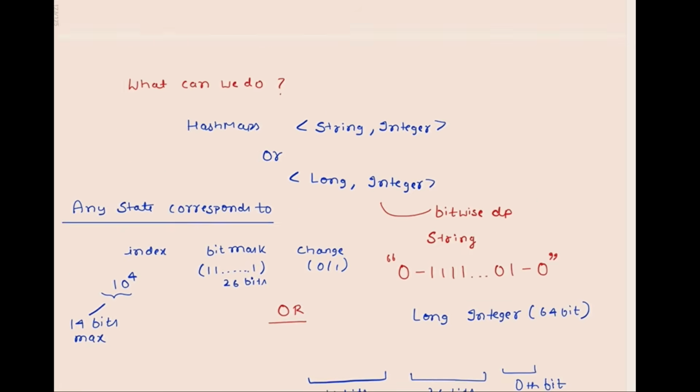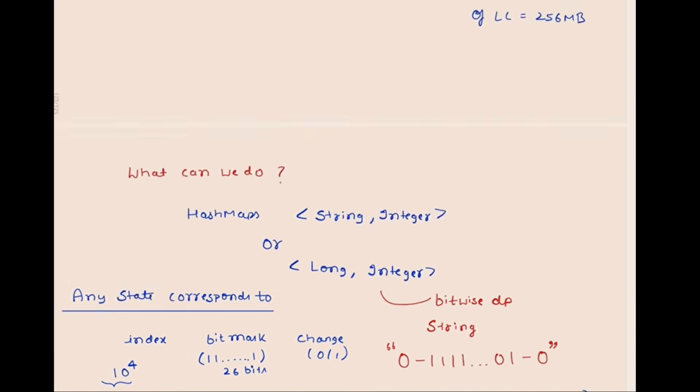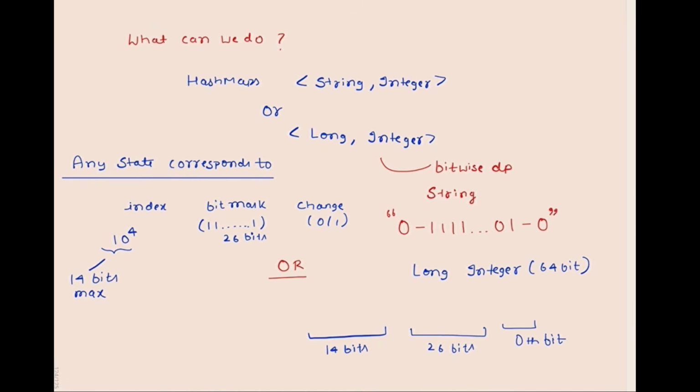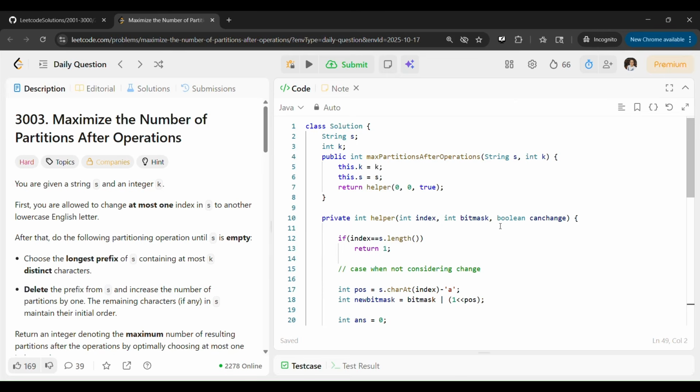Now let's see in the code how everything combines and works together. We will start with a recursive solution, and then we will modify that to the bitwise DP approach. So we will simply call this helper function, and this will calculate all the possible cases, and it will return the maximum partitions that we can achieve.